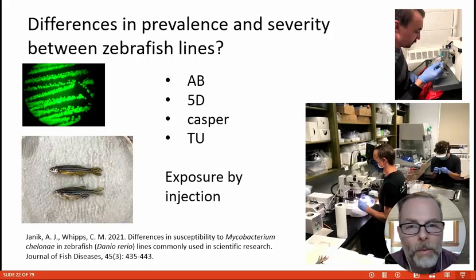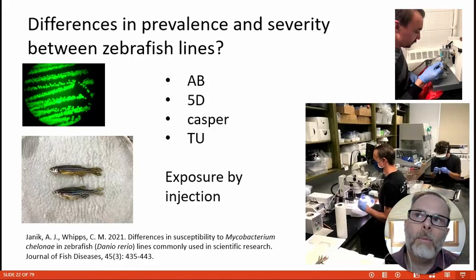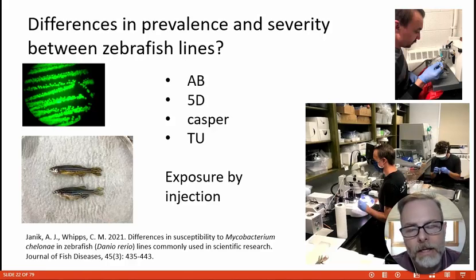So what we wanted to do is, using our fluorescent Mycobacterium and Mycobacterium coloni and Casper fish, as well as these other lines of zebrafish, see in an experimental setup, do we see differences in prevalence and severity? The work was all done by injection exposure. Put a pin in that. That will be important when we think about what might be going on with some of the differences here.